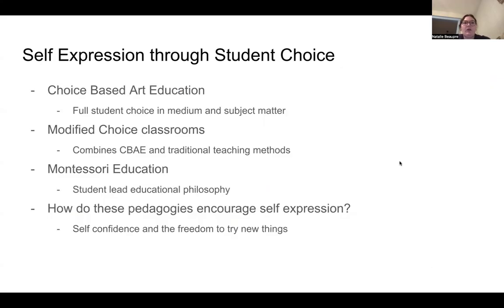So my whole paper, like I said, is about self-expression through student choice. There's kind of four main categories. I explain choice-based art education. There's multiple different ways to implement choice-based art, whether it's full student choice or modified choice, which was that second section, that combines choice-based and traditional teaching methods.